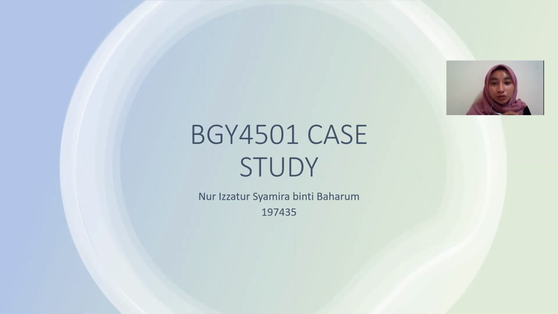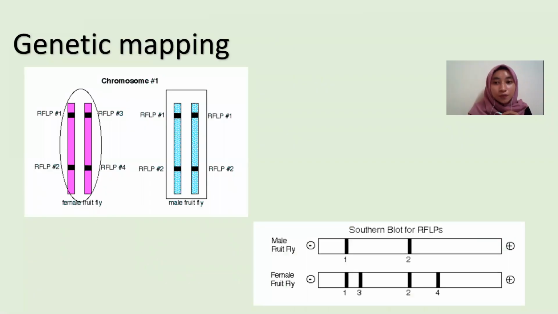And today I would like to present the case study. The first case study is about genetic mapping, and in this example I will use genetic mapping for the fruit fly. As you can see, to calculate the genetic distance between two loci, we can use RFLP. But this technique can be used when we are able to observe recombination.